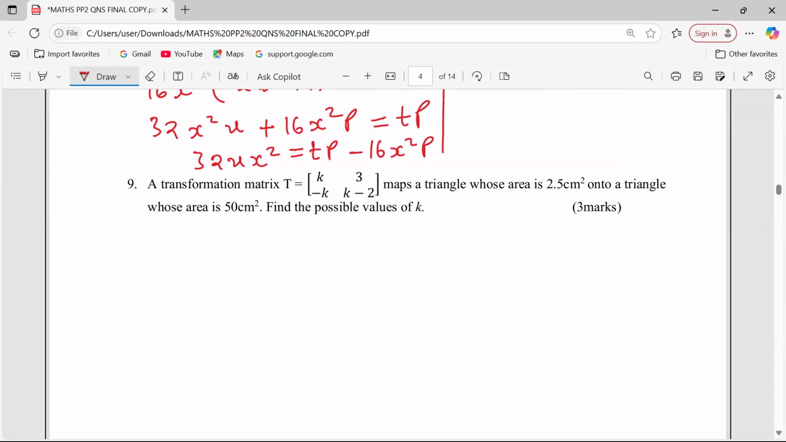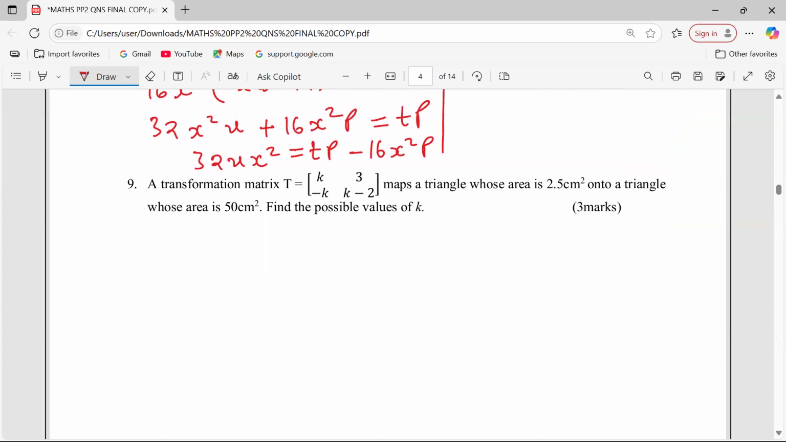Let's look at number 9. A transformation matrix T equals (K, 3; negative K, K minus 2) maps a triangle whose area is 2.5 square centimeters onto a triangle whose area is 50 square centimeters. Find the possible values of K. Possible values of K, that means there might be several.